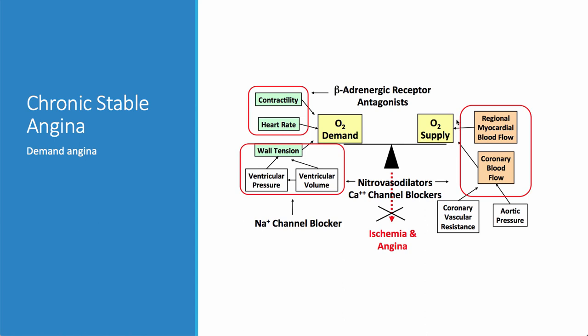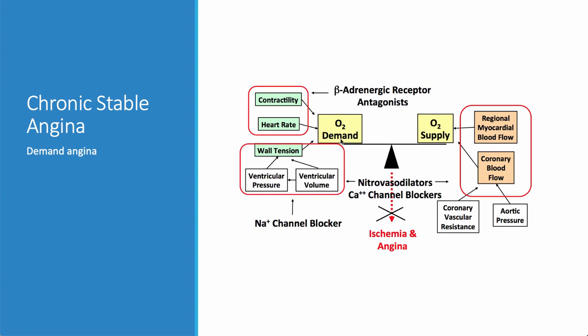Well, the way to fix the supply side of the equation is to increase coronary blood flow. How do we do that? Well, we fix the blockage or we do bypass. So dealing with the supply side of the equation is done in the cath lab or the OR.